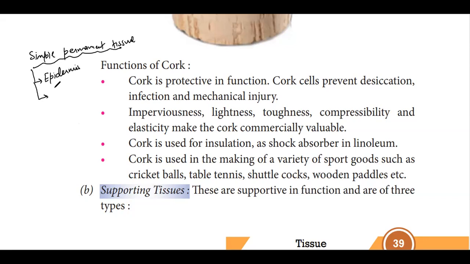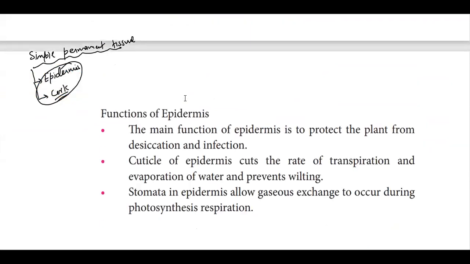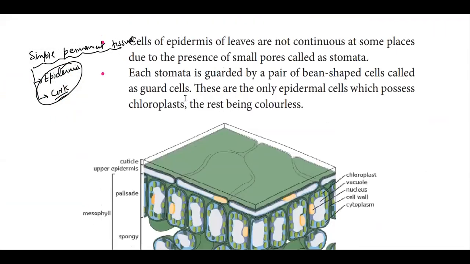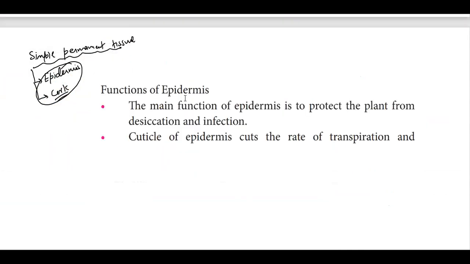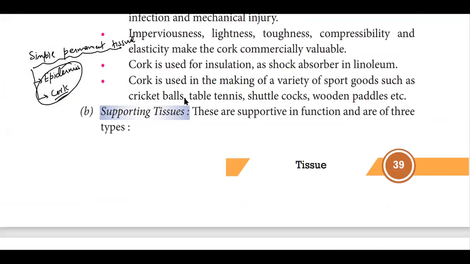Epidermal cells are the topmost cells, and these are living cells. The other one is cork, which has dead cells. These are the supportive tissue. These tissues mainly form the topmost layer of the plant, so they come under the category of epidermis. And the next one is actually a supporting tissue.